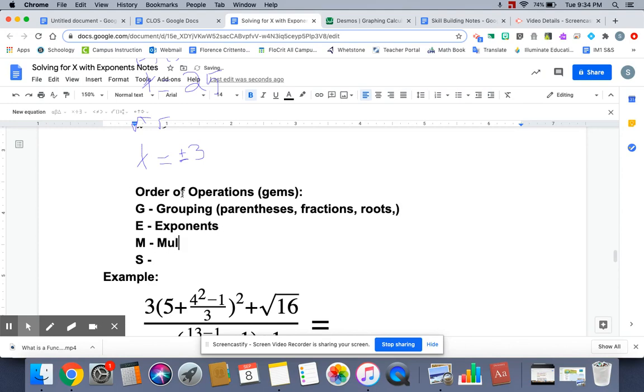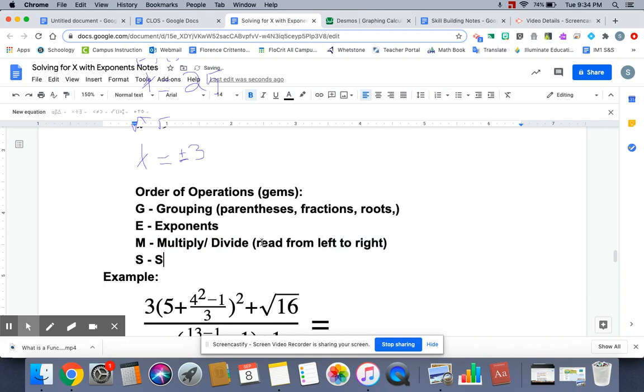M is for multiply / divide, because remember, multiplying and dividing are the same thing. Dividing is just multiplying by a fraction. So it's not that one's stronger than the other one. It's just whichever one comes first when you read it left to right, because you always read from left to right.